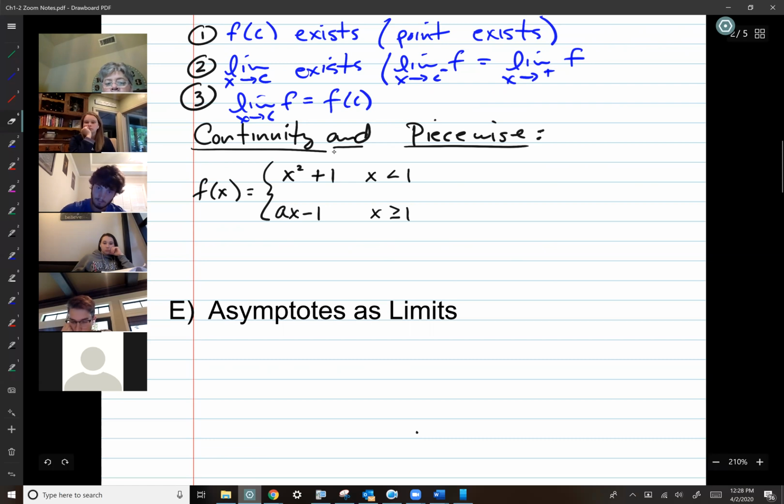If I said, what's going to make this continuous? What we did was we said, if I put in a 1, if I put in whatever that number is to the top piece, and I put in whatever that number is to the bottom piece, regardless of whether it said equal to or not, then I can set them equal to each other. That's what continuous means. So on the top, if I plug it in, I'm going to get 2. On the bottom, if I plug in 1 for x, I'm going to get a minus 1. Continuous means a minus 1 has to equal 2.